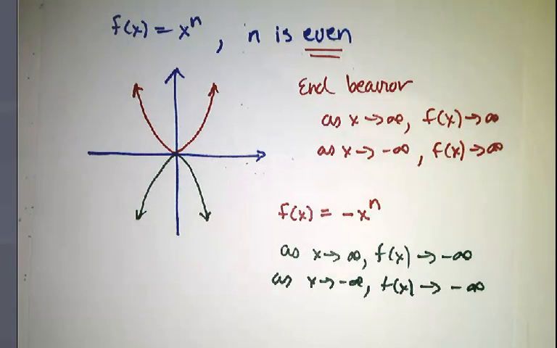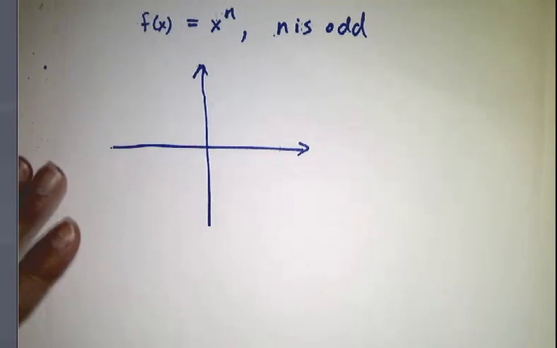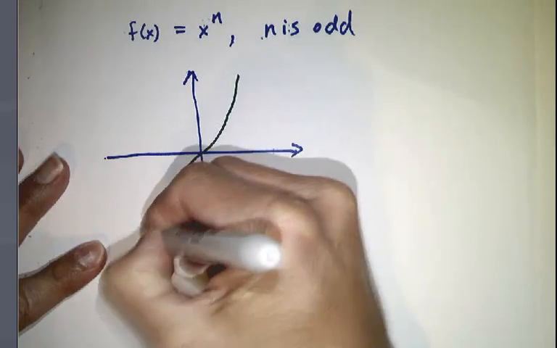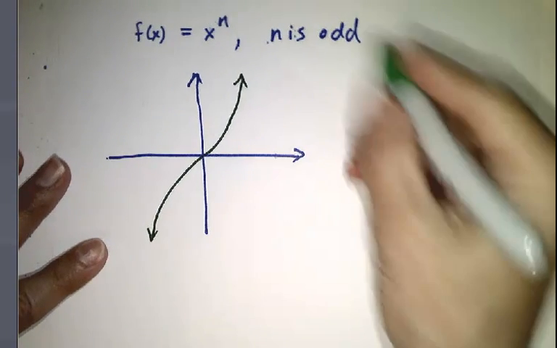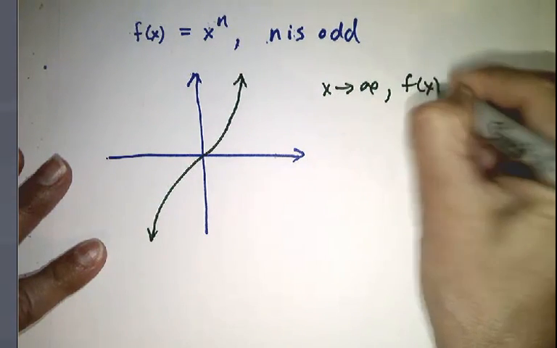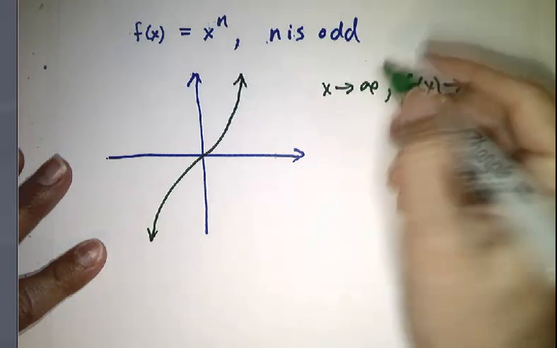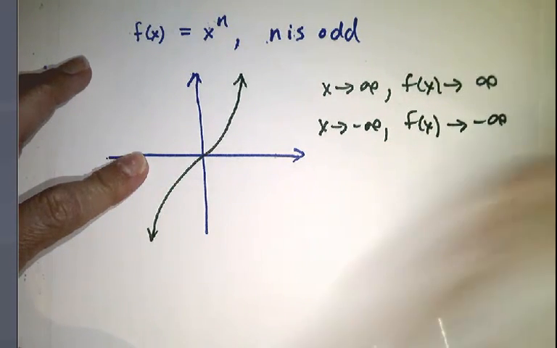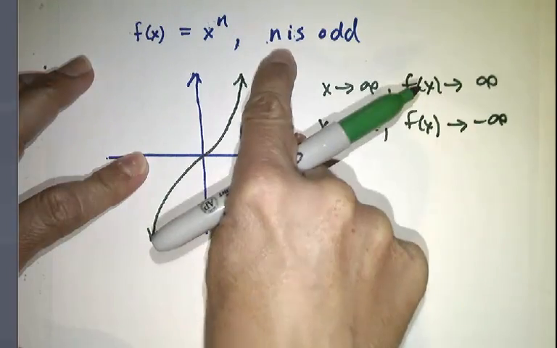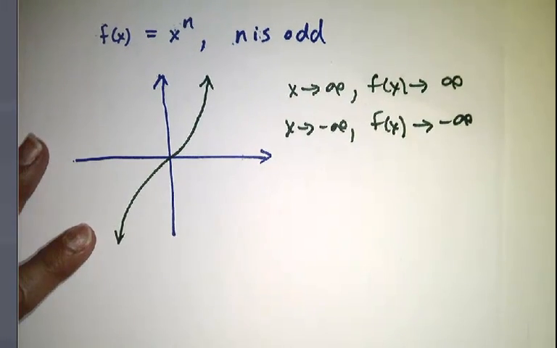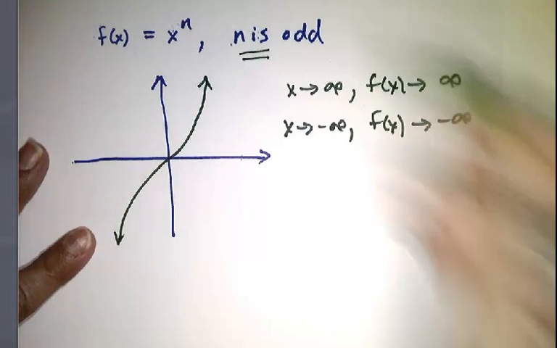Okay? Now what happens if n is odd? Well, we know the general shape this takes on if n is odd. And it'll look kind of like this. Okay, and so we know that as x goes to positive infinity, so out towards the right, f of x blows up, so it goes to positive infinity. As x goes to negative infinity, f of x also goes to negative infinity. So as I go this way, my function goes up. As I go this way, my function goes down. All right, and this is what my power functions look like if n is odd.